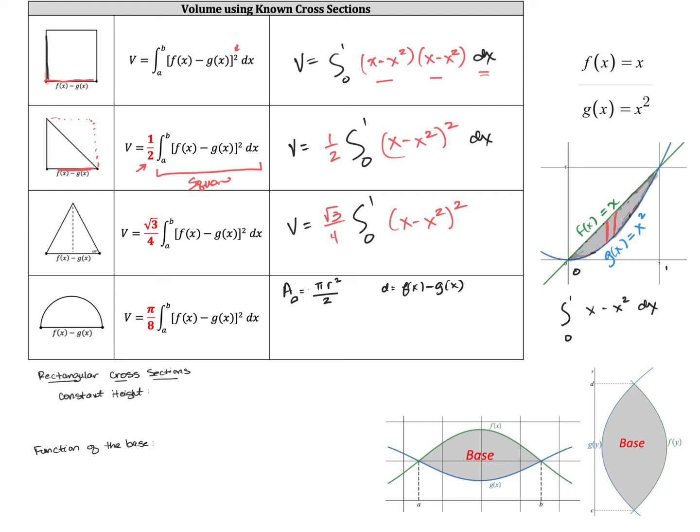So for the semicircle, don't forget that the area of a circle is pi r squared. So a semicircle is going to be half of that. But in this case, f of x minus g of x, that is actually the diameter, not the radius. So to get the radius, we have to divide this by 2. And that's where our 8 comes in, because we're going to have a radius squared. So 2 squared is going to be 4, and 4 times this 2 that was already here gives us 8. So the pi over 8 is outside. We are still integrating from 0 to 1. And we are still x minus x squared dx.